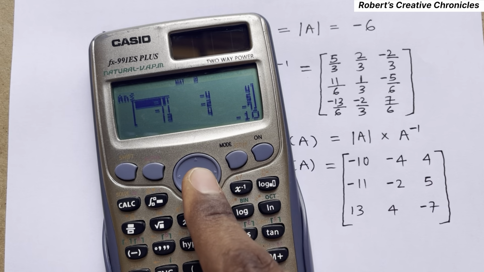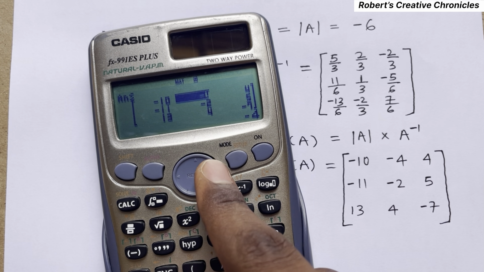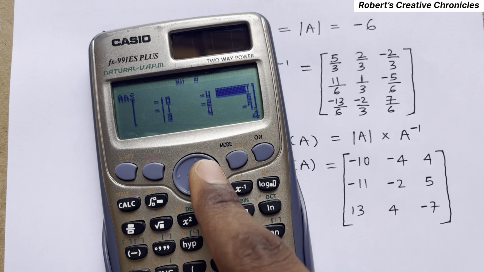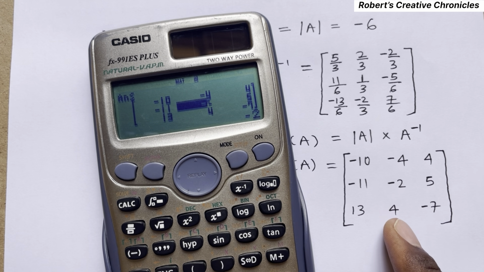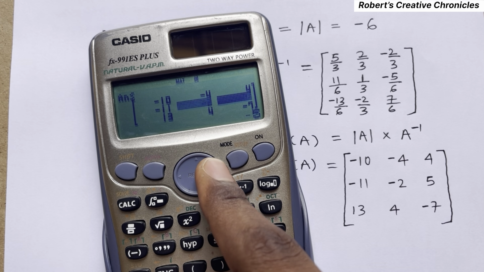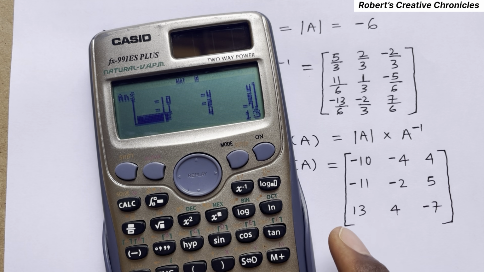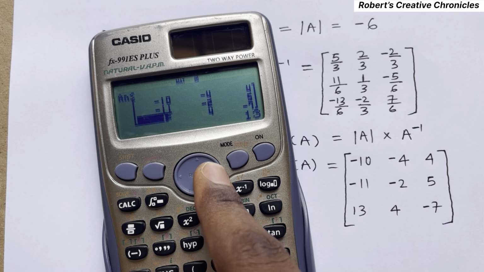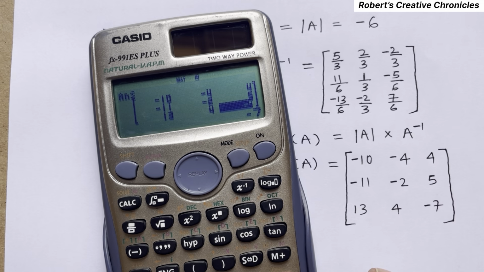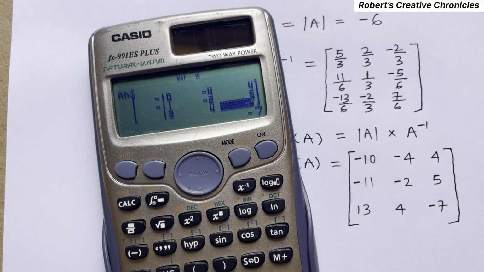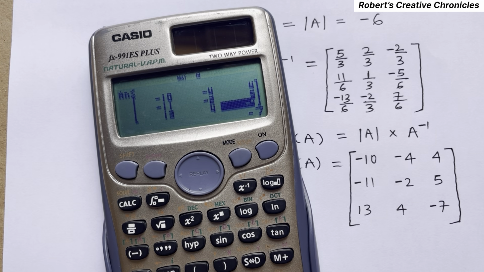Then you can see this is the adjoint of this matrix. You can see negative 10, negative 4, 4, negative 11, negative 2, 5, 13, 4, negative 7. So this is how you can find the determinant, the inverse, and the adjoint of a 3 by 3 matrix using a calculator.